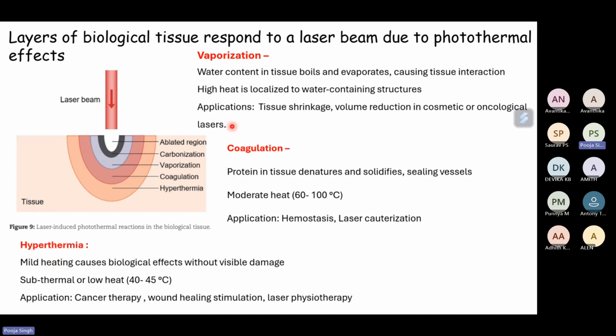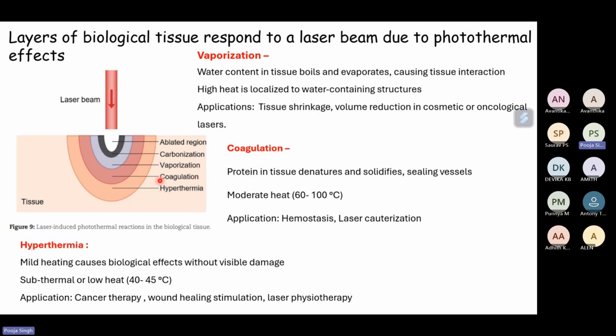Okay, so next is vaporization. Vaporization happens when you have water, melanin, hemoglobin, some liquid thing. It will start boiling and evaporate and cause the tissue interaction. If you have high heat, it will be localized to the water containing structure. What is the application of this? You can use it in tissue shrinkage and volume reduction in cosmetics.